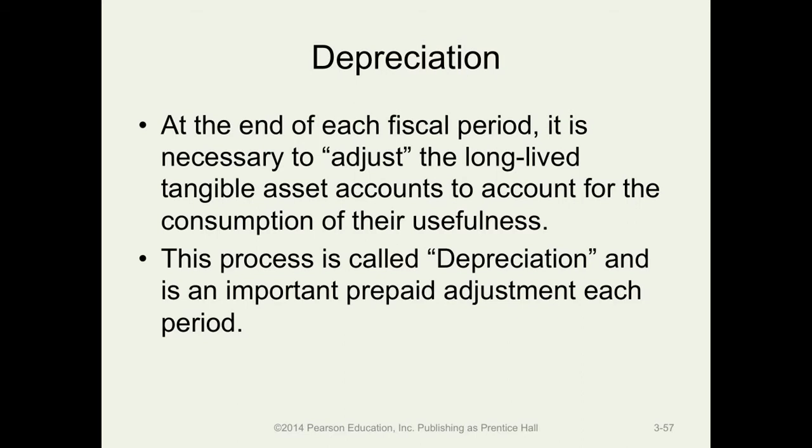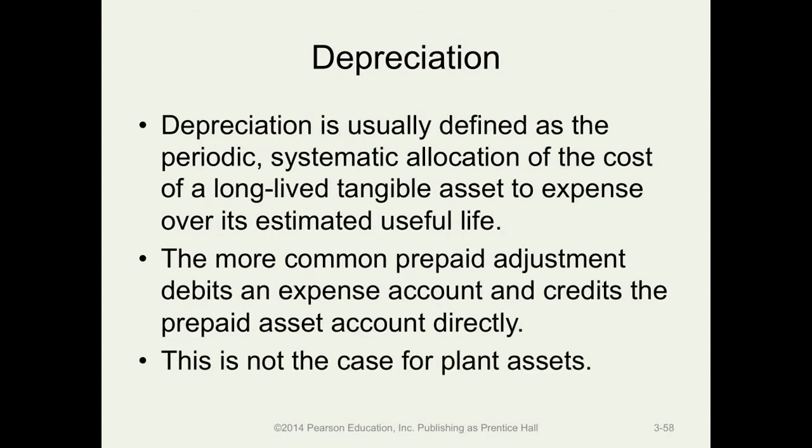At the end of each year, of course, we still have to adjust a long-lived plant or tangible fixed asset for consumption. And this process of adjusting the property, plant, and equipment, or the plant asset, is known as depreciation. And depreciation is defined as the periodic or the systematic allocation of the cost of a tangible plant asset to expenses over the useful life. And notice the terminology, and this is critical. It's an allocation of cost.